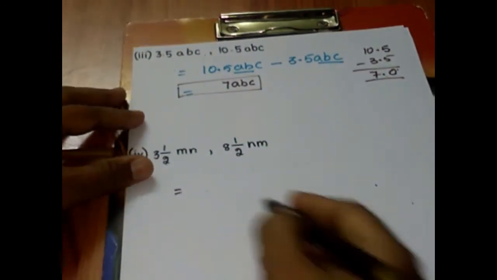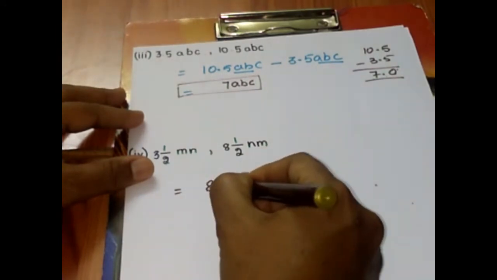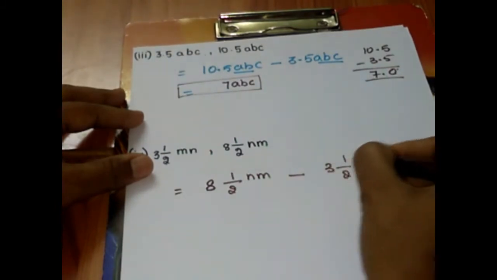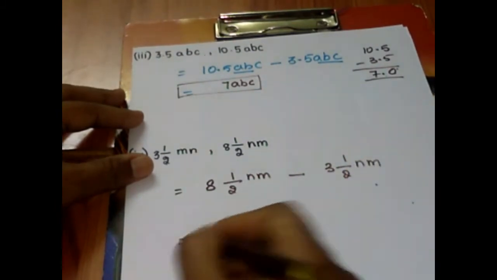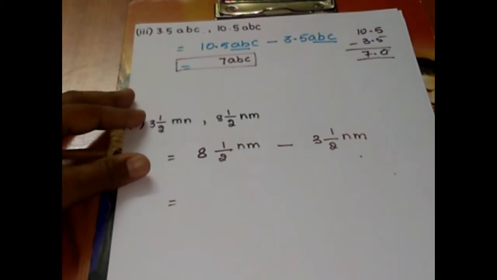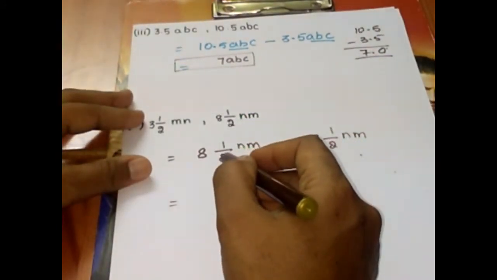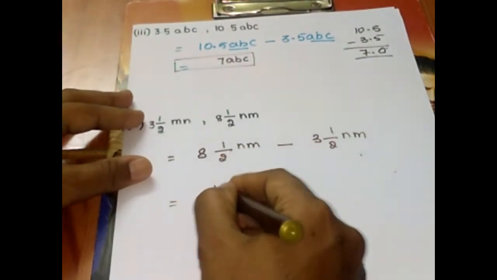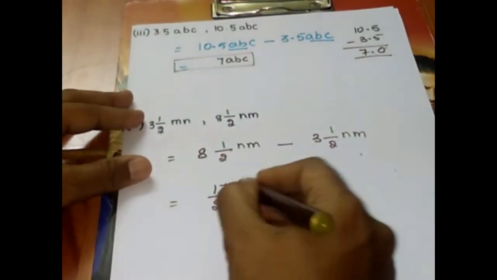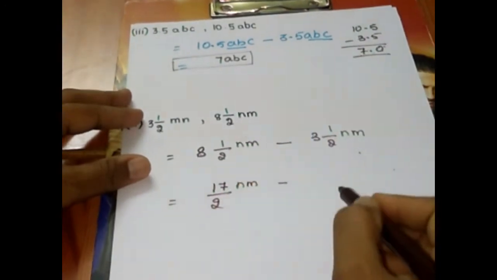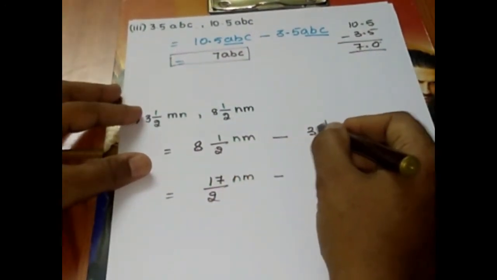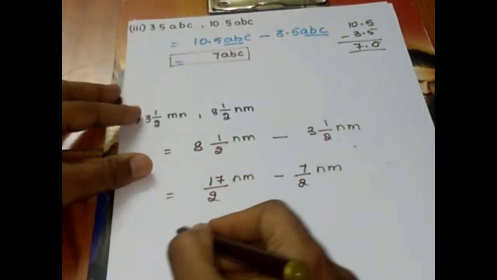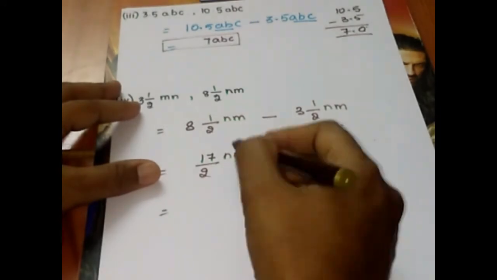Next, 3 1 by 2 mn, 8 1 by 2 nm. Let me consider the second term first. 8 1 by 2 nm minus 3 1 by 2 nm. Did you notice, children? It is in mixed fraction. Let me convert it into the improper fraction. 2 8s are 16. 16 plus 1 is 17. 17 by 2 nm minus 2 3s are 6. 6 plus 1 is 7. 7 by 2 nm.